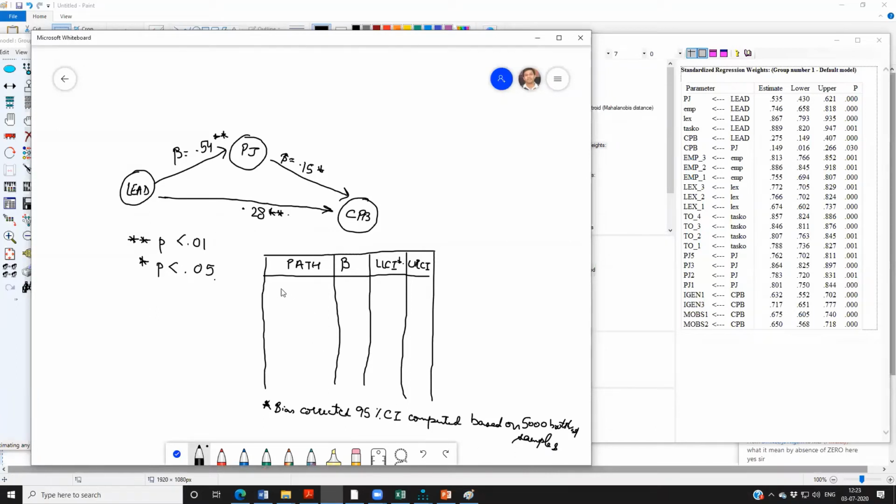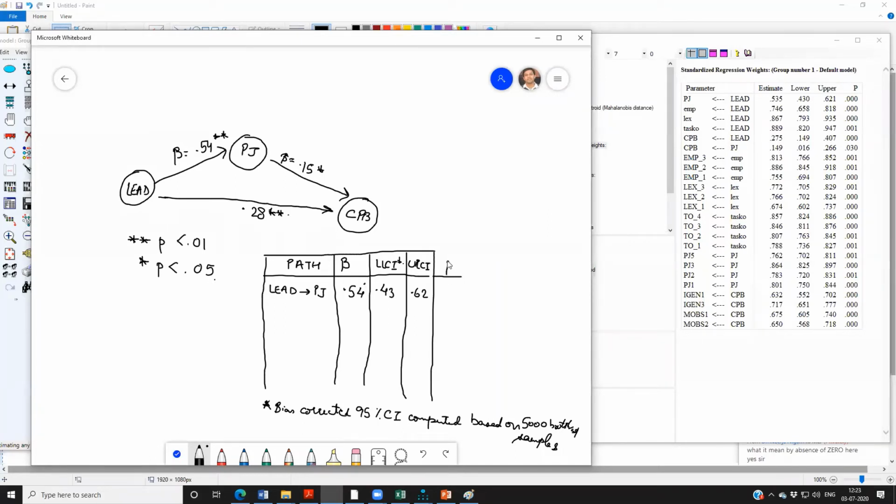What is the path? The first path is lead to AJ. What is the estimate? It is 0.54. Okay, and the lower limit is 0.43, and the upper limit is 0.62, and the p-value is less than 0.001. So it is significant.